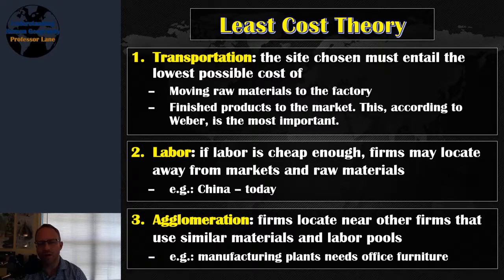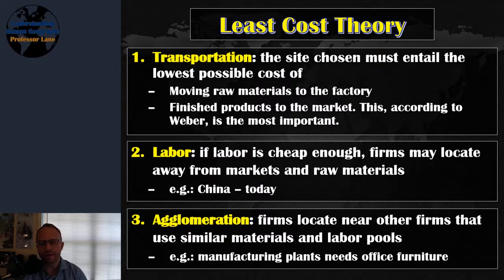Weber also argued that the most important consideration for firms is the cost of transporting finished goods to the market because without the market, there is no industry. Labor costs are also an important part of industrial location. The least cost theory states that if a similar labor pool exists in different locations, but one labor pool is significantly cheaper than another, as long as the savings from changing locations outweigh the cost of transportation, firms will locate near the cheapest labor markets.